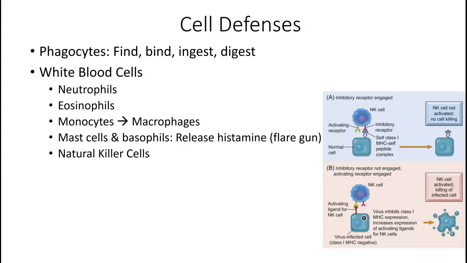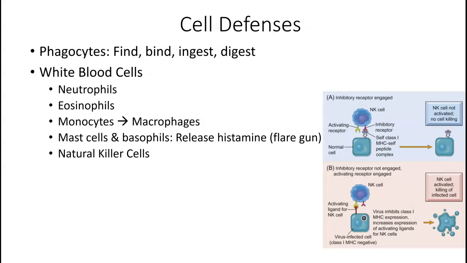Mast cells and basophils are going to release histamine. Remember that histamine is going to be that flare gun going off, calling in the cavalry and all of those white blood cells. We saw histamine during the inflammatory process. And then natural killer cells, I call these the ninjas. They're going to go around and give cells the kiss of death to get rid of them. One of the ways that I remember the quantities of these cells is: never let monkeys eat bananas.